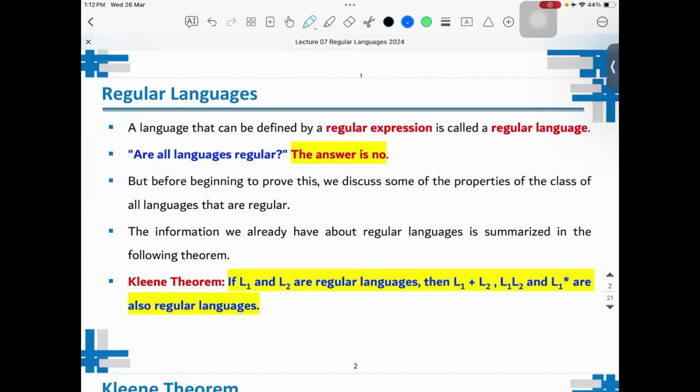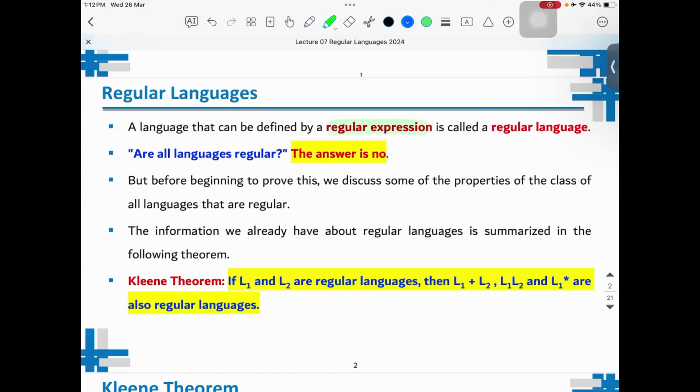A language that can be defined by a regular expression is called a regular language. We already discussed what a regular expression is. So one of the most important questions is, are all languages regular? No. There are some languages that are regular and there are some languages that are not regular. How can we prove that a language is regular or not?